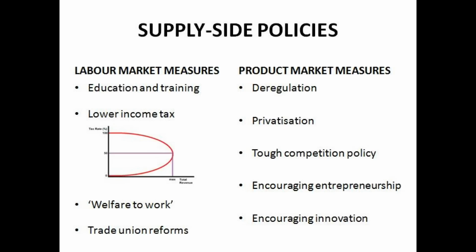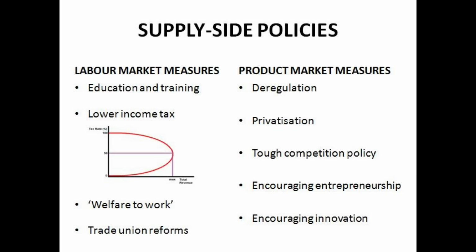The final one there is trade union reforms, so essentially reducing the power of trade unions, because what trade unions try to do is push up wages through restricting the availability of labour, which essentially leads to unemployment and therefore wastage of potential output. So if we reduce the power of trade unions, we can encourage more people to work and hopefully benefit in that way from not losing that extra potential.